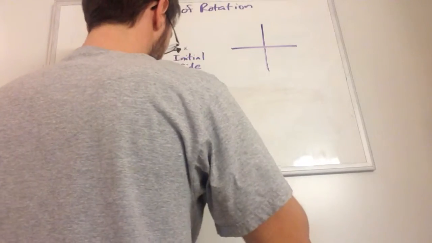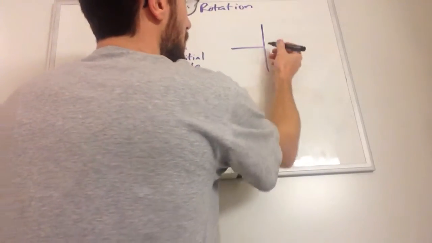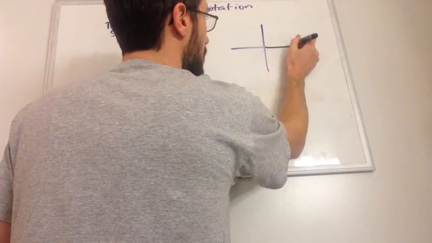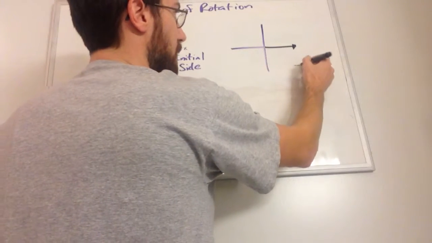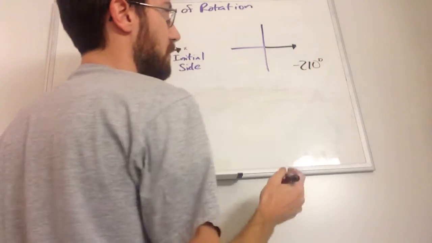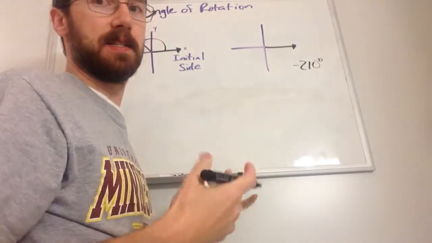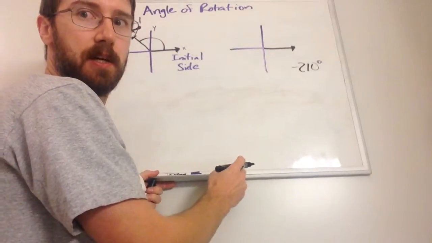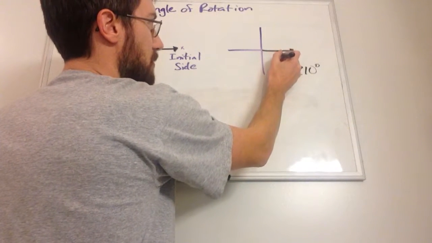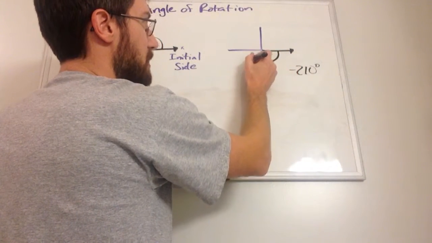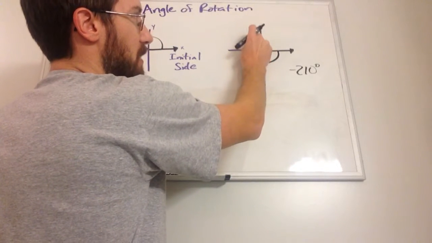So there's my XY axis. My initial side I'm going to do in a different color. If it's a negative angle of rotation, now I'm moving in a clockwise direction, and I'm going to count by 90s as I cross each axis. So go in this direction, that's negative 90 degrees, negative 180. It would be 270 to get up to here.